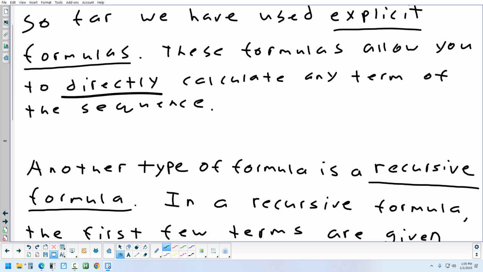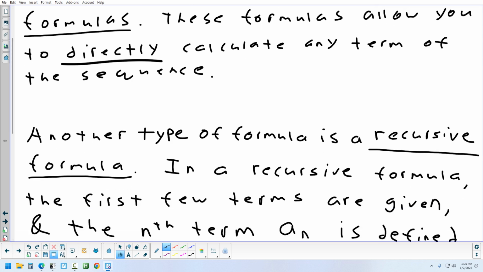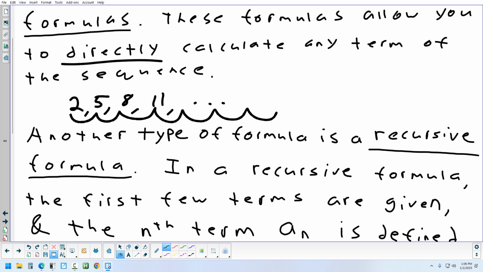So what's the definition for that? So recursive is the kind of formula where I start you off with the first couple, maybe something like this. And then I say, what would the 200th term be? There's no easy way to find the 200th term quickly. Because the pattern here, if you just say it's adding 3 each time, well, you've got to add 3 190-something more times until you get all the way to 200.